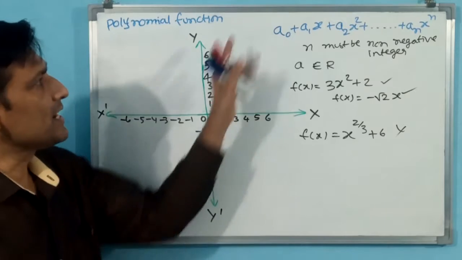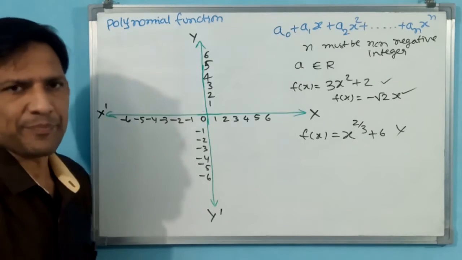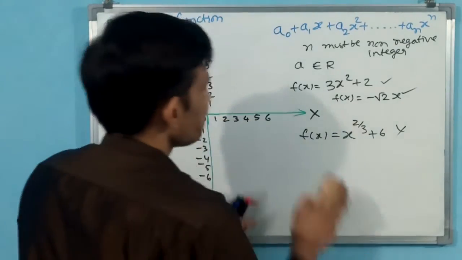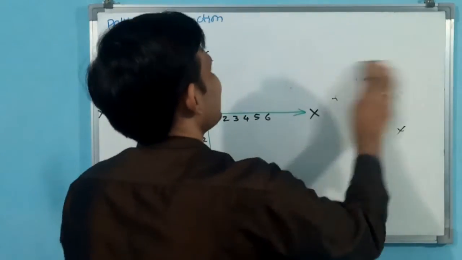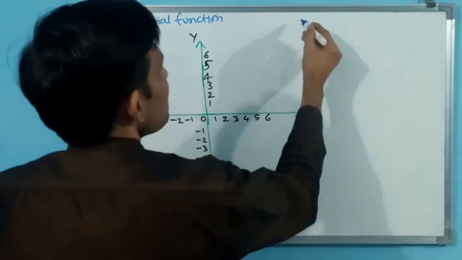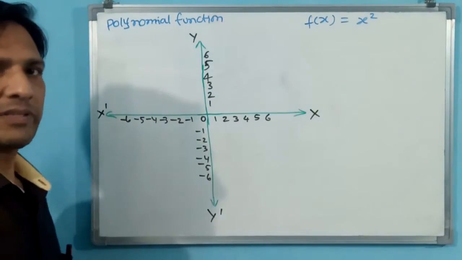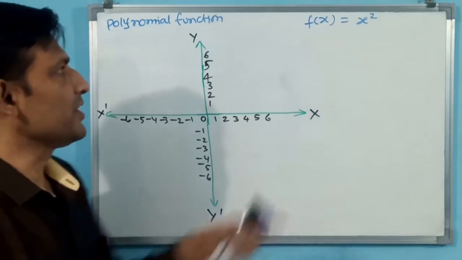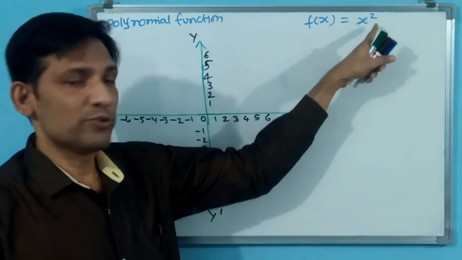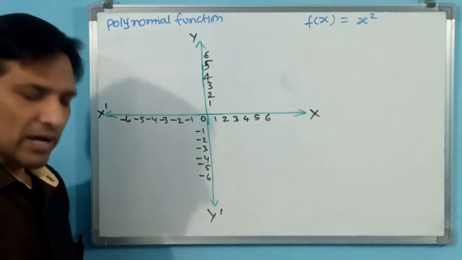Okay, now that you understand polynomial functions, let us go for one polynomial function, x². We will write it and draw the graph. Here I am writing f(x) = x². Is this a polynomial function? Yes, definitely. Why? Because here a is 1, a real number, and the power of x, n, is 2, a non-negative integer. That is why this is a polynomial function.